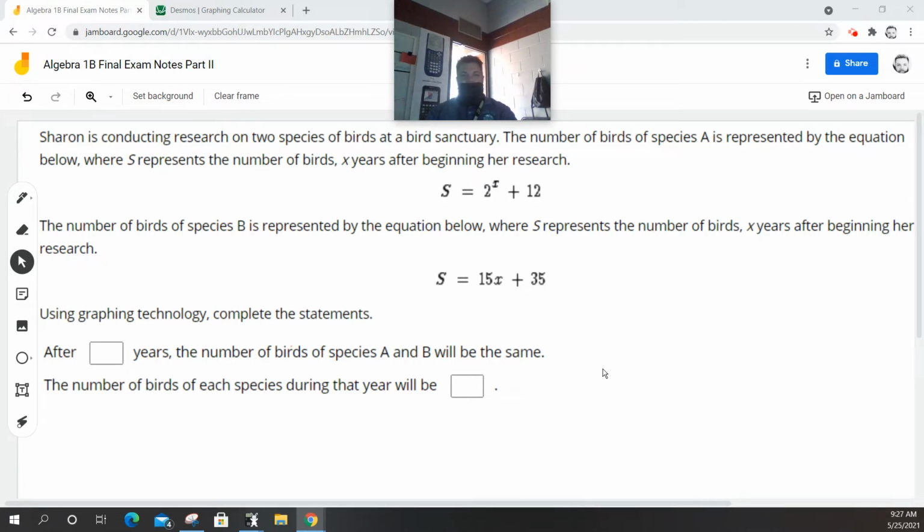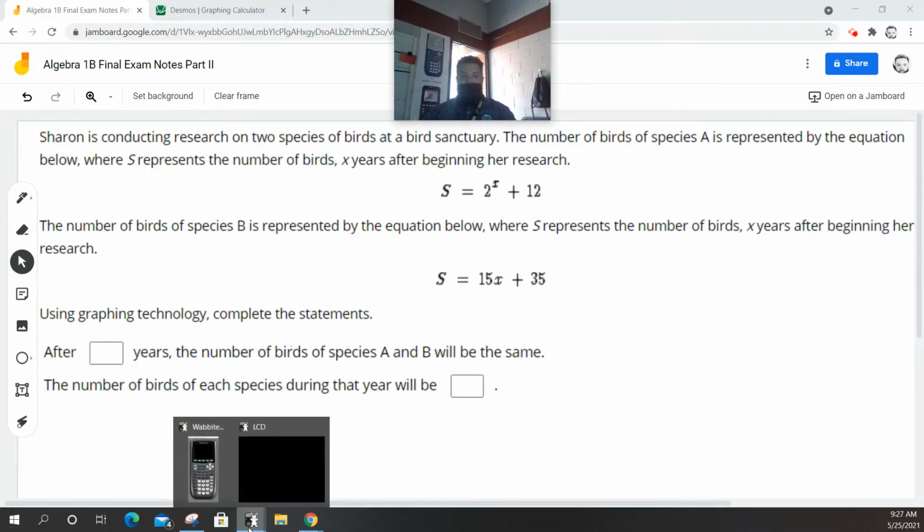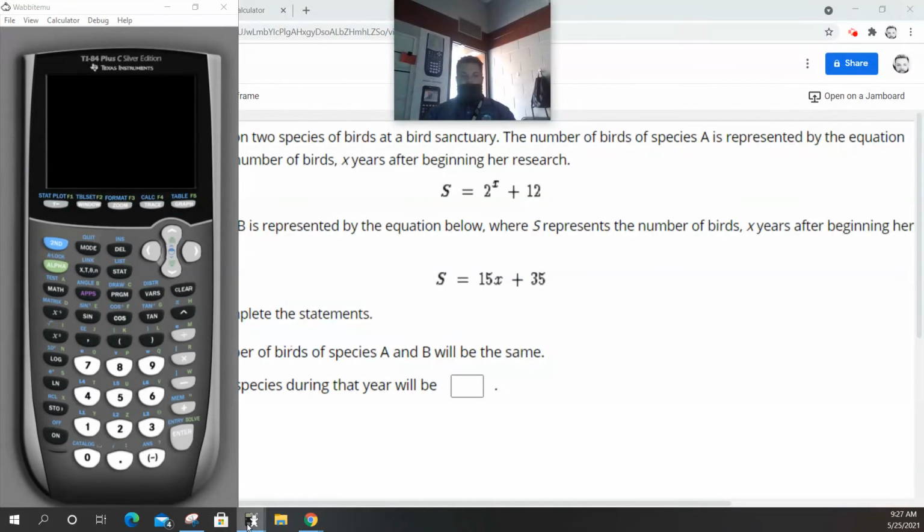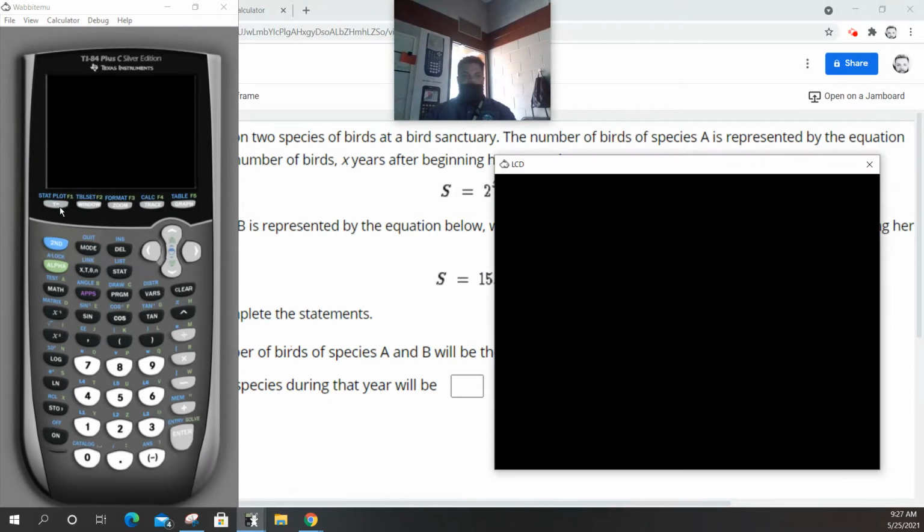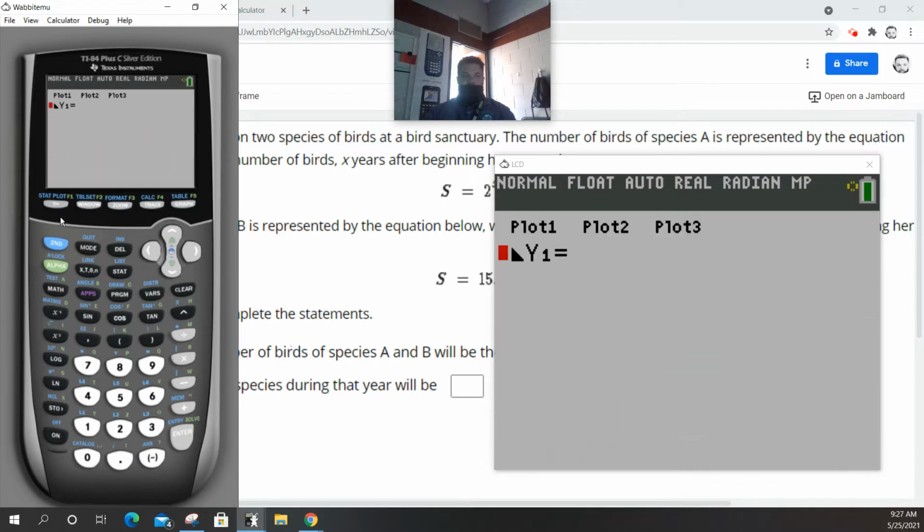It says after so many years, the number of birds of species A and B will be the same. The number of birds for each species during that year will be some number. So basically, we're just going to graph both of these and find out where they intersect. So let's do that. I gotta change my graphs.